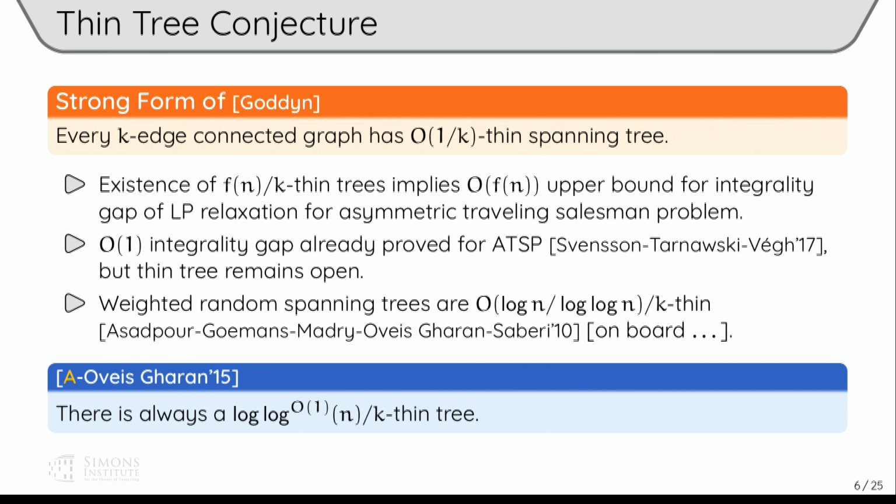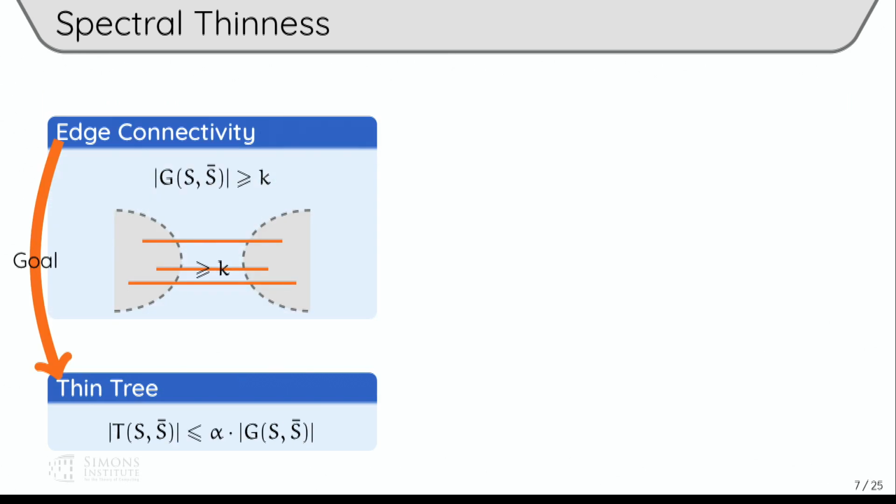So the randomized method gives you log n over log log n. In this talk, I'm going to tell you how you can go beyond this randomized construction and get polylog log n over k. So this is the rough outline.